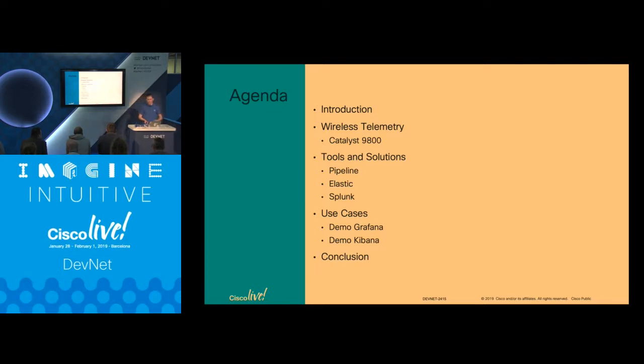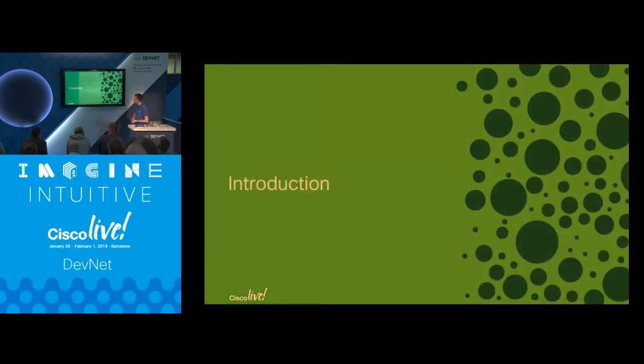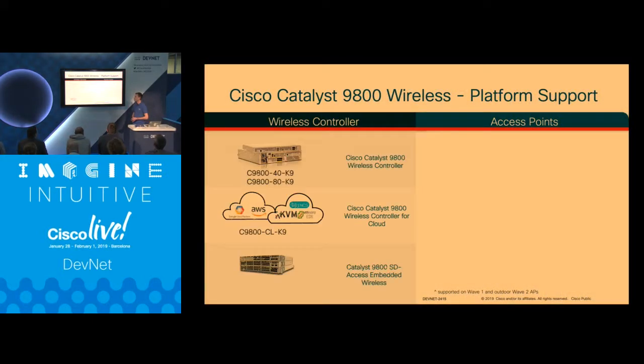That's the agenda, basically everything that I just said. I'm going to go through the wireless controller. I do have one marketing slide that I put in here next, just to cover the Catalyst 9800 and the access points that are supported on it. So let's dive right in here.